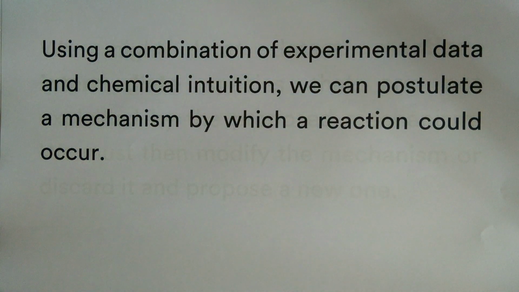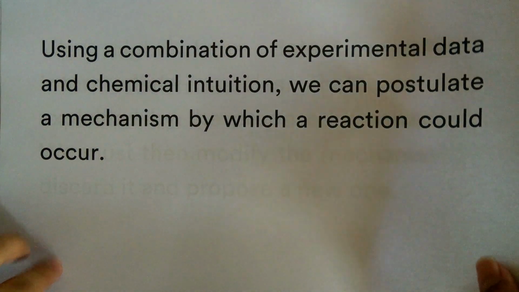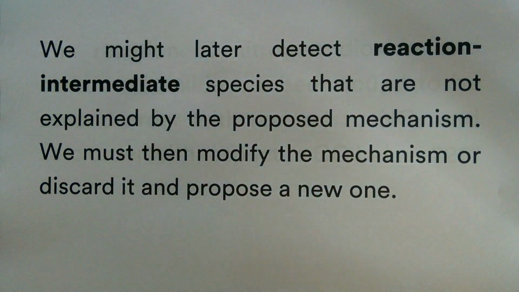Using a combination of experimental data and chemical intuition, we can postulate a mechanism by which a reaction could occur. We might later detect reaction intermediate species that are not explained by the proposed mechanism. We must then modify the mechanism or discard it and propose a new one. Take note that a reaction intermediate is a species which appears in the mechanism of a reaction but not in the overall balanced equation.